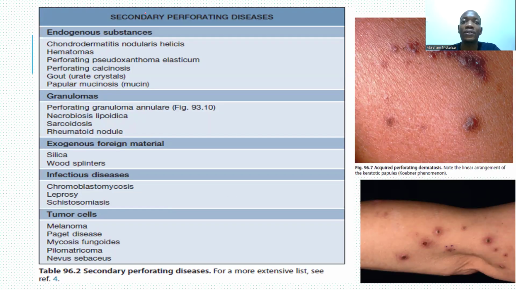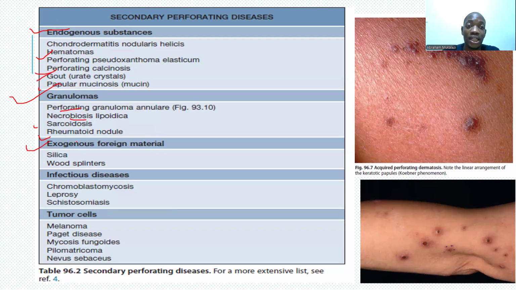We can also have other secondary perforating diseases that can give you a similar picture. These can be grouped into endogenous substances, which include things like hematomas, perforating pseudoxanthoma elasticum, perforating calcinosis, and gout, where you have uric acid crystals being eliminated from the skin. Then you can have another group, granulomas, where you have perforating granuloma annulare. We can also have necrobiosis lipoidica, common in diabetic patients. We can have sarcoidosis, also causing perforation, as well as rheumatoid nodule.